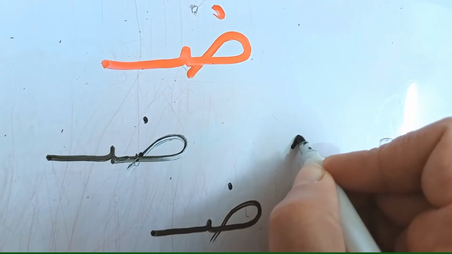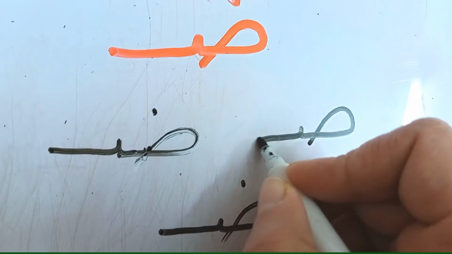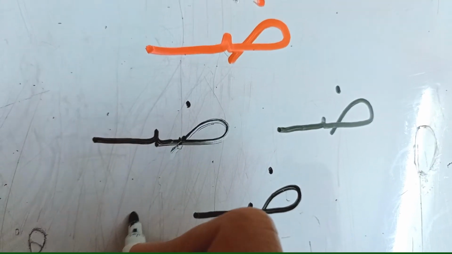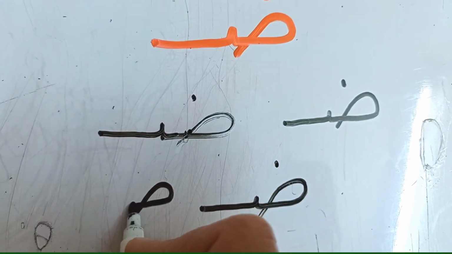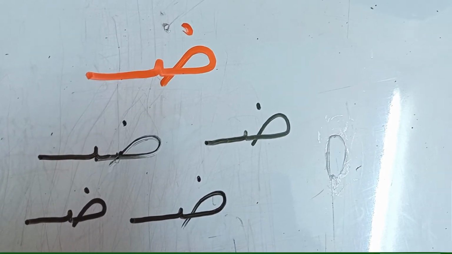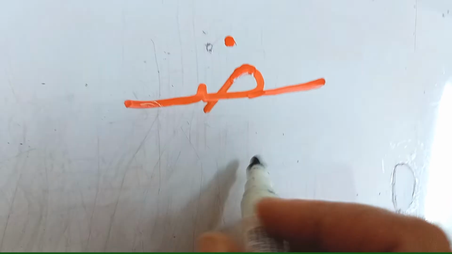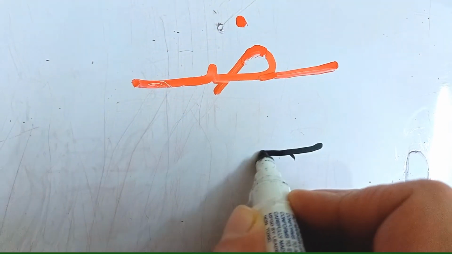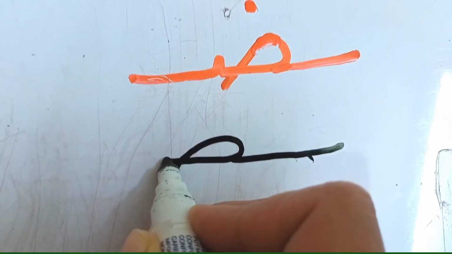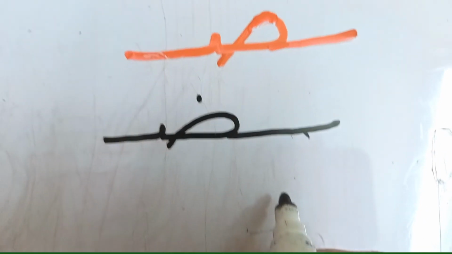Again. The letter Dod when it comes in the middle of the word. This is the line. Leave a distance, then a semi-oval, dash, then this line. Again.